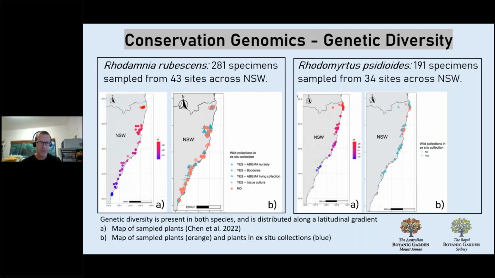You can see across that map there, they're color-coded based on latitude. And what we found in terms of genetic variability was that there is variation in those populations, and it occurs across that latitudinal gradient. The map you can see on the right for both of those species shows those same points, but this time the blue points are collections that we have in the Botanic Gardens down in Sydney. So we've got a very good geographic spread of those collections, and the genetic data also tells us that we have good coverage of that genetic variability.